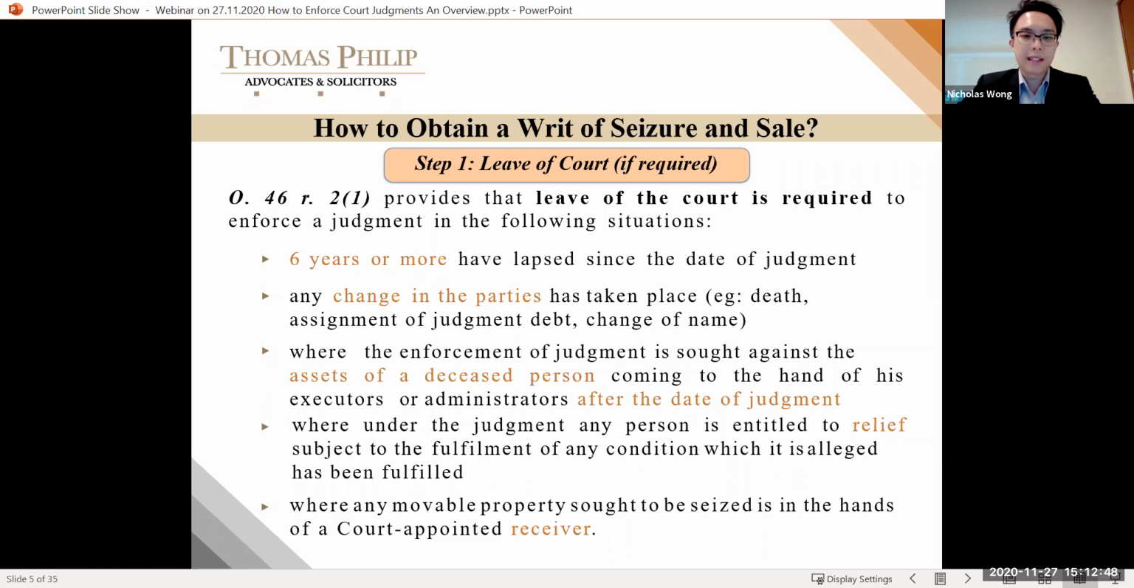Alternatively, where it is sought against the assets of a deceased person, but the assets only come into the hands of the executors or administrators after judgment happened, then that's also where you need leave, so similar to a change in party situation. The other scenario where you'll need leave is when the relief you get, so it could be money, is subject to a certain condition or something else that you have to fulfill. This could be anything, and it really depends on what the claim was that you brought against them and what the judgment says.